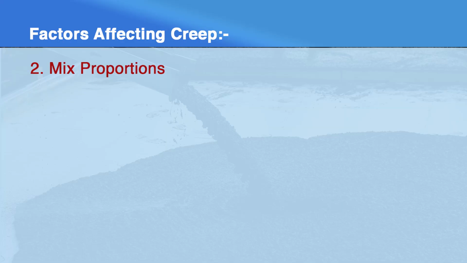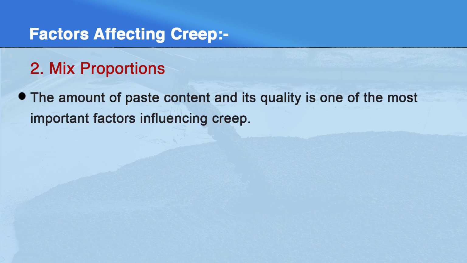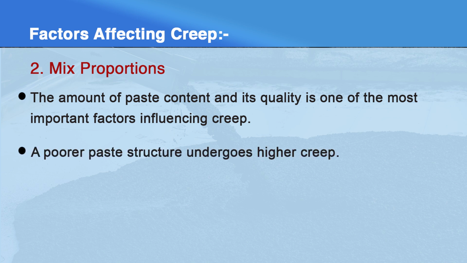Next point is the mix proportions. The amount of paste content and its quality is one of the most important factors influencing creep. So, a poor paste structure undergoes high creep. By poor paste, we mean more amount of water or less amount of cement, so that is going to create a poorer paste.